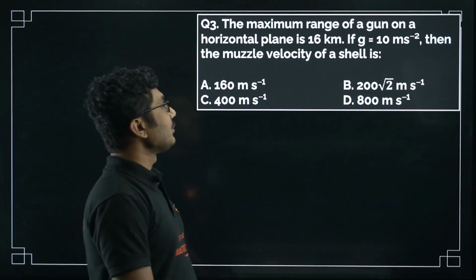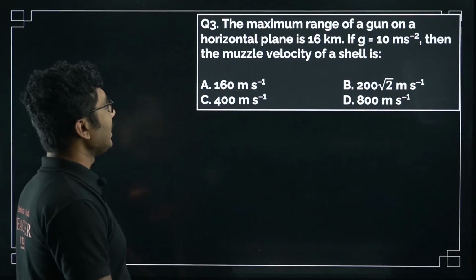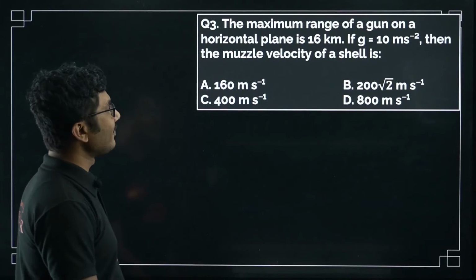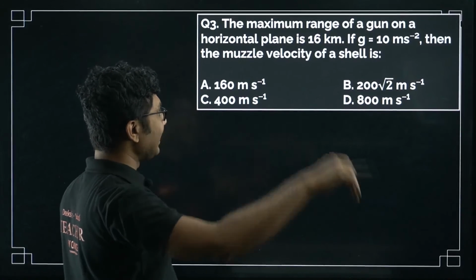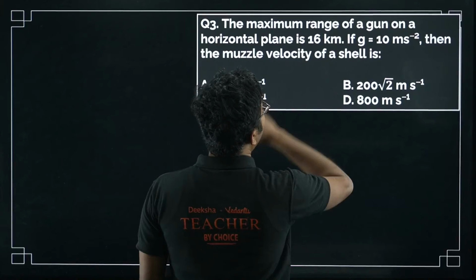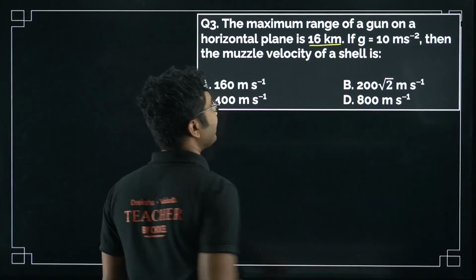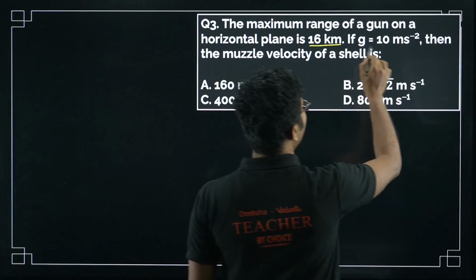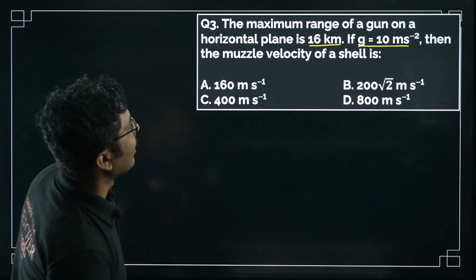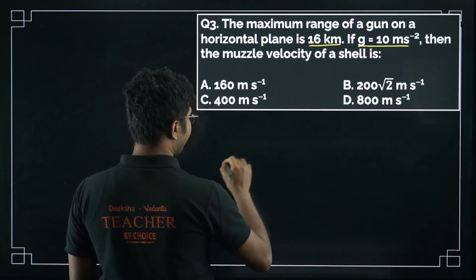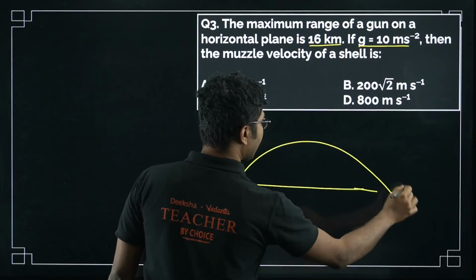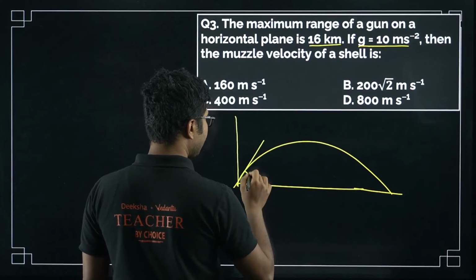Now, the maximum range of a gun on a horizontal plane is 16 km. If g equals 10 meter per second square, then the muzzle velocity of the shell is? Okay, g is 10 meter per second square, obviously given. Now how to find the maximum range? Maximum range is obtained when the angle of projection is 45 degrees, right? When the angle of projection is 45 degrees.